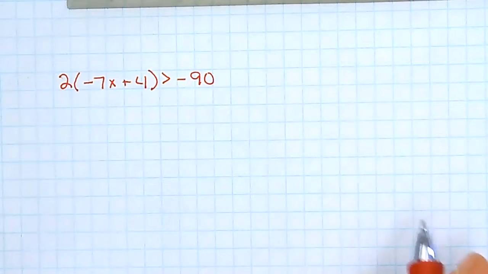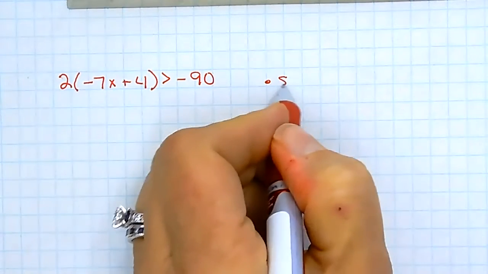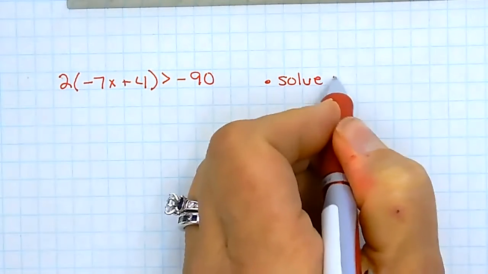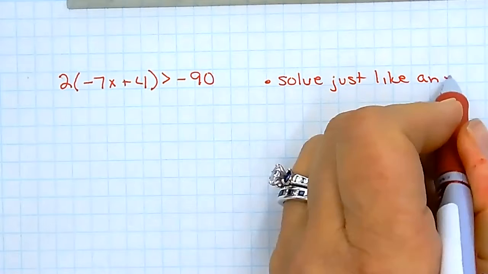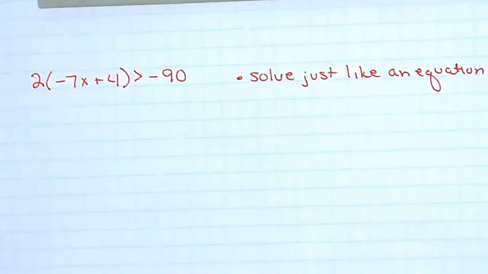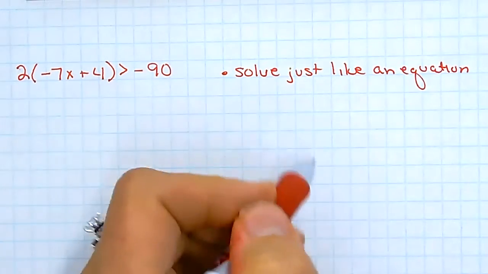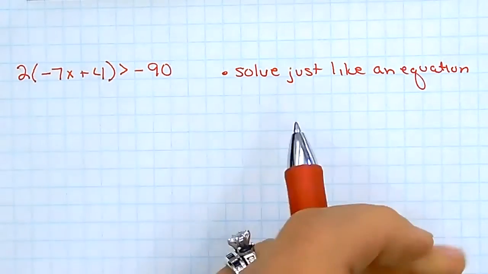Because to solve an inequality, basic thing, you solve it as if it's an equal sign. So you just solve it just like an equation with an equal sign. Okay, move that over. But you do need to remember a couple of things. And we'll get to it as we start working through this.